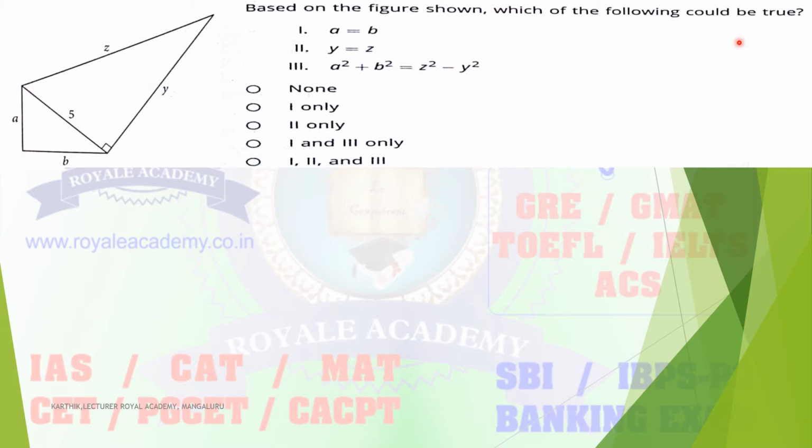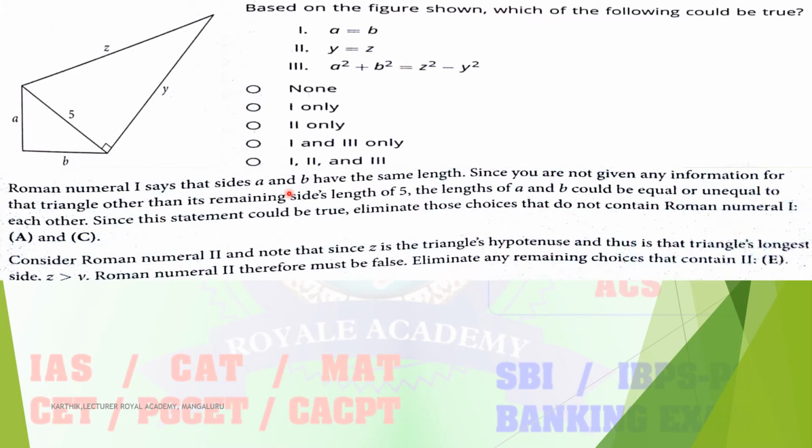You have to determine. The first statement is a is equal to b, the second one is y is equal to z, and the third one is a square plus b square is equal to z square minus y square. You have to determine which one is correct. So, right angle triangle. Okay, first statement: a is equal to b.